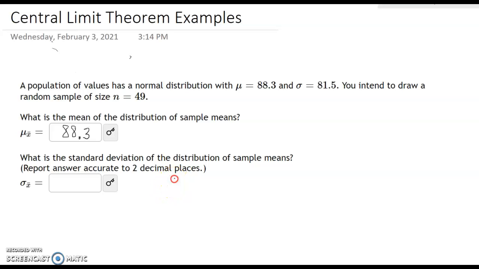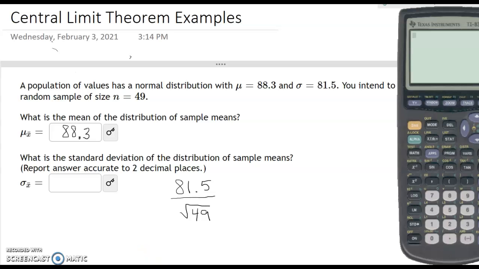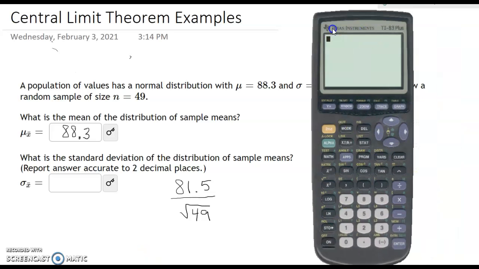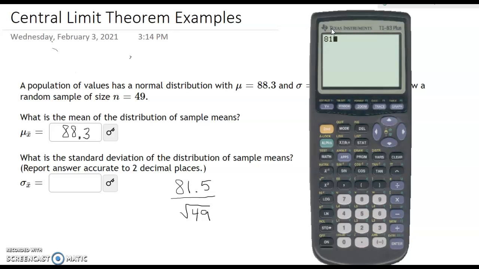So we take 81.5, and we are going to adjust that by the square root of n. In this case, that is 49. And at that point, that's where we want our calculator. So bring that back over, and I will take 81.5 and divide by the square root of 49. It gives me 11.64.